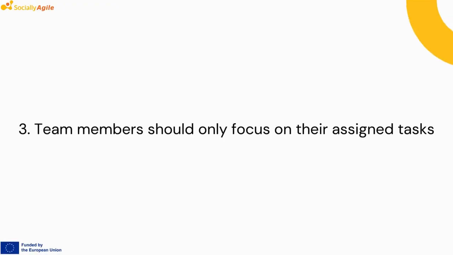The correct answer is not Agile. This statement is not in line with the Agile mindset. While documentation has its place, Agile values working software as the primary measure of progress. Documentation should support the development process but not overshadow the delivery of functional software. Statement 3. Team members should only focus on their assigned tasks.